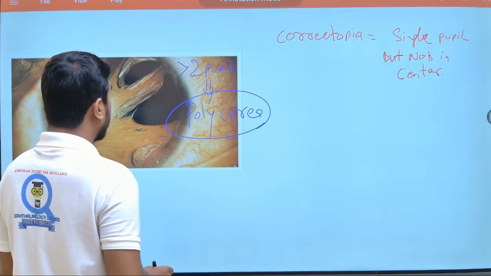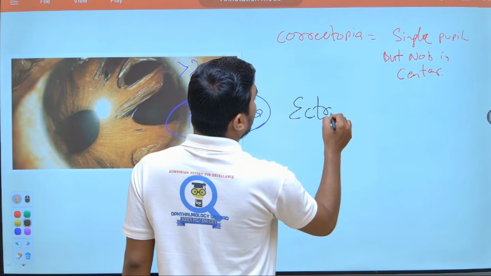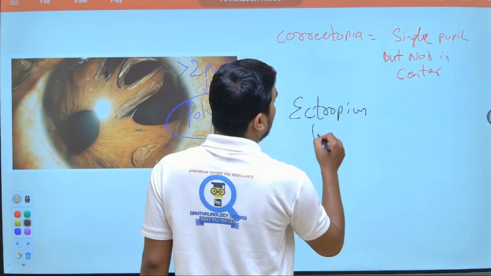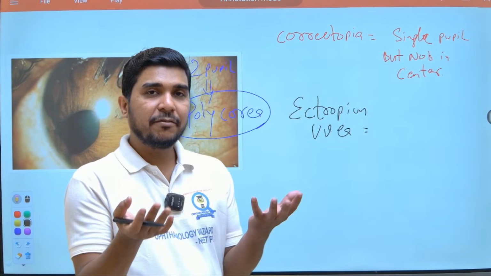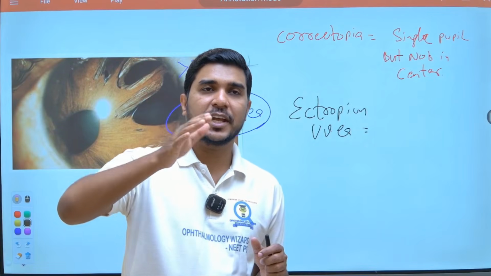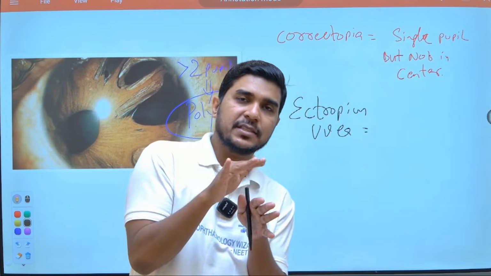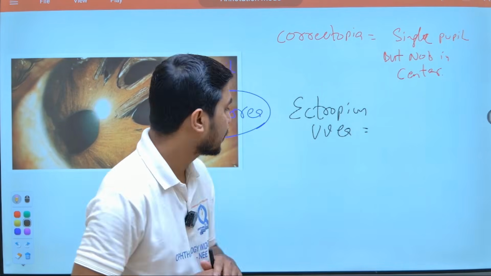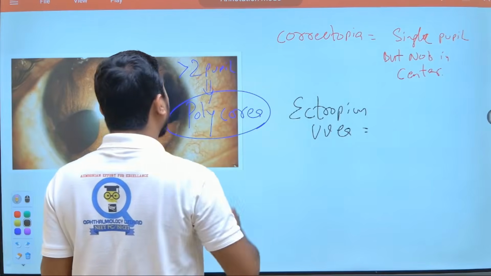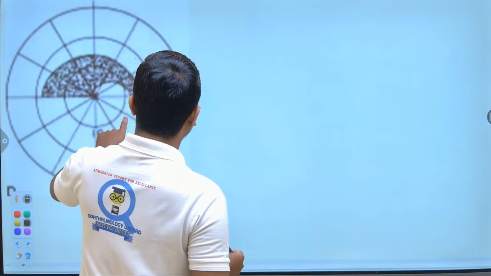The second thing that comes to mind is ectropion uvea. It is the eversion of the iris margin, the pigment epithelium, onto the iris upper side, right? We will discuss ectropion uvea later, okay?